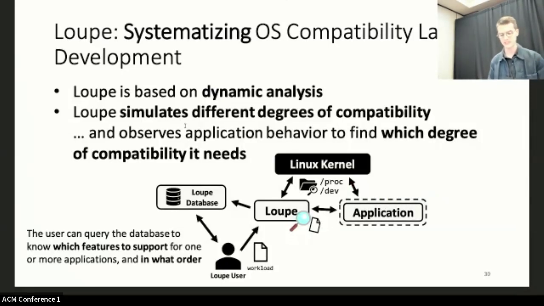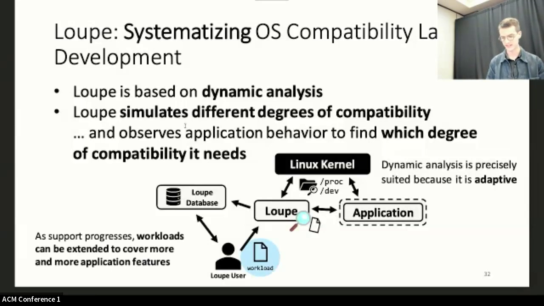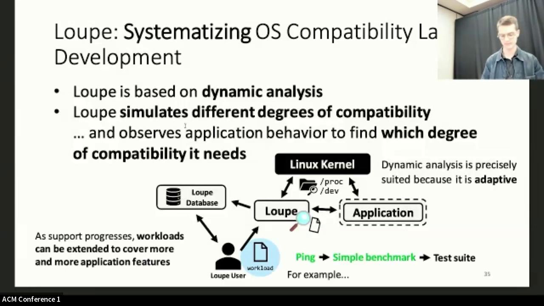Users can then query this database to know which features to support for a set of applications and in what optimal order. Here, dynamic analysis is precisely suited because it matches the organic development process of an operating system. As support progresses, workloads can be extended to cover applications more deeply. For example, the first test could be pinging the application. A more complete one could be running a benchmark, and an even more thorough one would be the application test suite. And once all of this is supported, developers can leverage complete methods like static analysis to guarantee that there are no support gaps left.